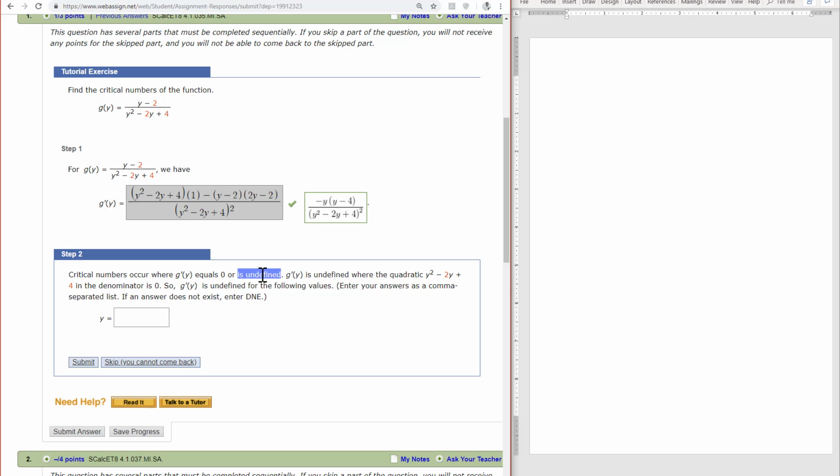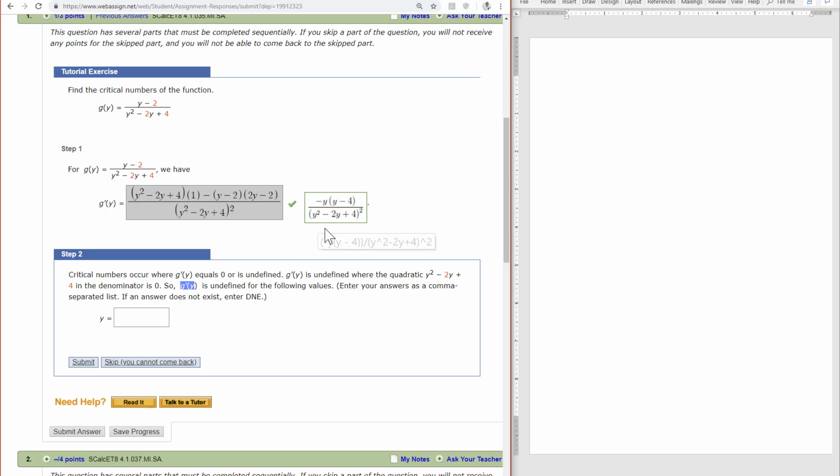So step 2, the critical numbers occur when the derivative is equal to 0 or when the derivative is undefined. So we have to consider both of those scenarios. G prime of y is undefined when the denominator, that's the quadratic y squared minus 2y plus 4, is equal to 0. So g prime is undefined for the following values.